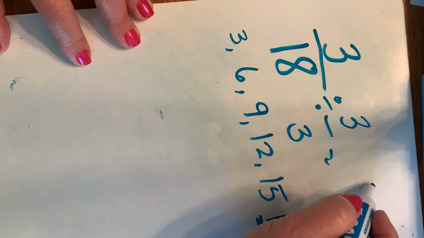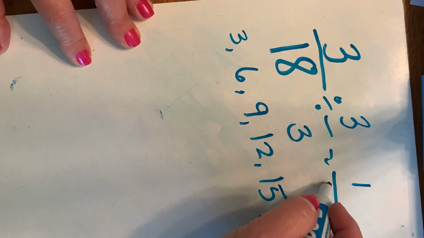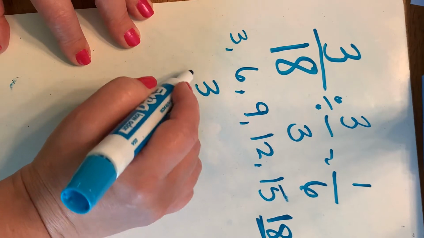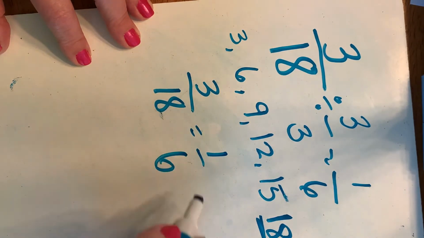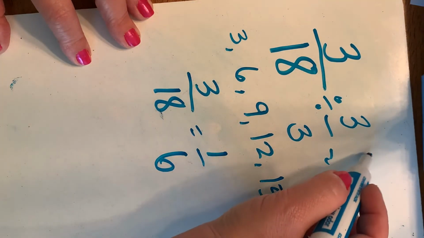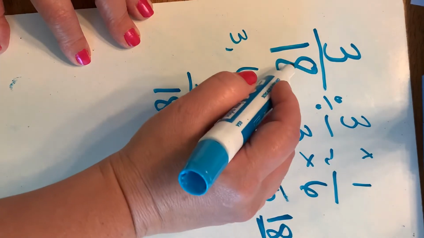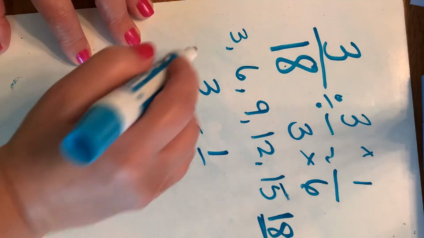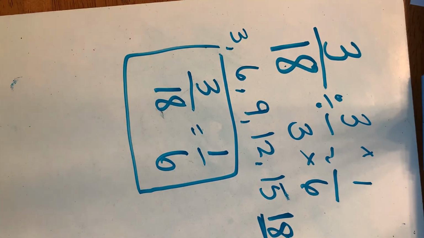3 divided by 3 equals 1. And 18 divided by 3 is 6. So 3/18 equals 1/6. Now, if you see this, a way to check your work is to multiply backwards. 1 times 3 is 3. 6 times 3 is 18. And that's the way you can check your work. So 3/18 equals 1/6. All right, so that's the first step.